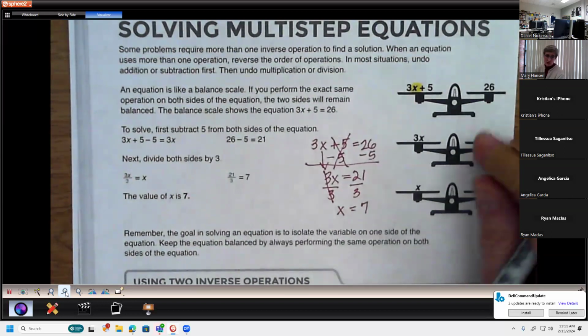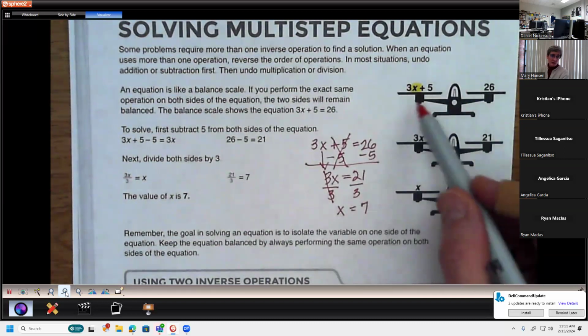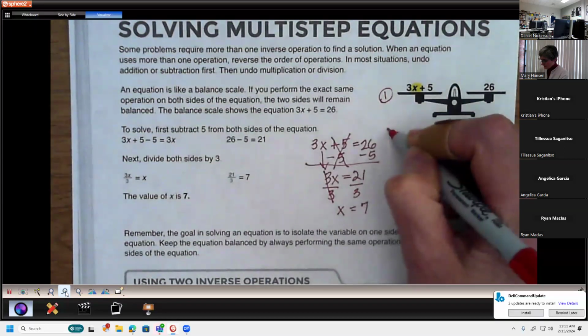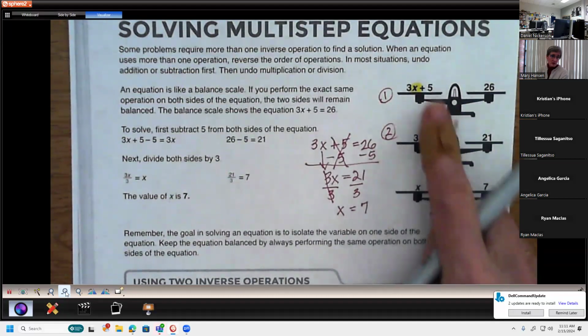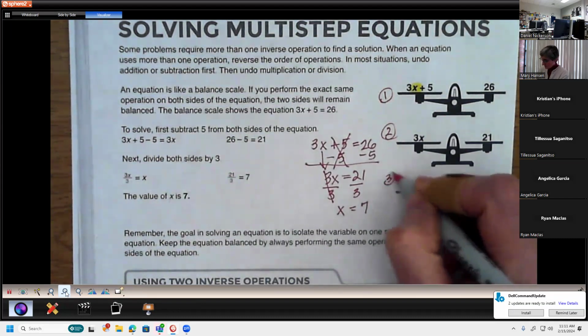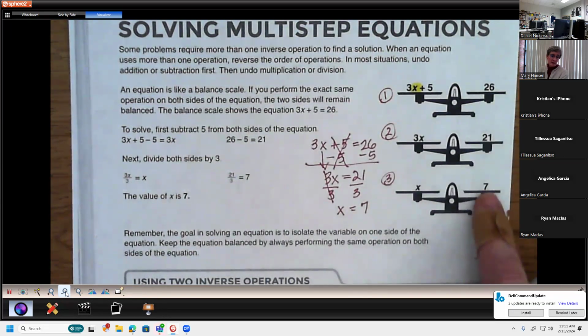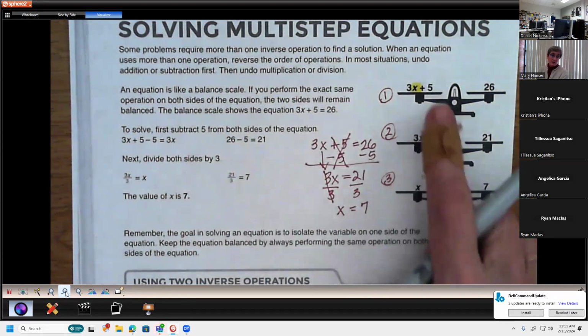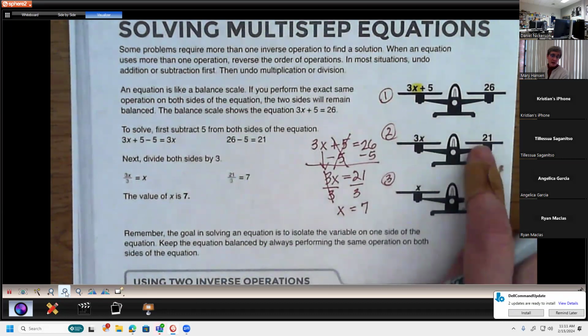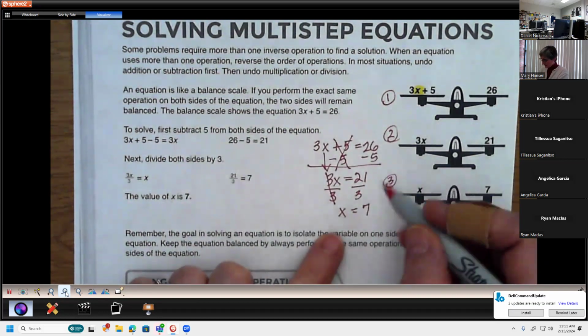Okay, and that's what they're showing you in this diagram. The first thing they did to go from picture number 1 to picture number 2 is they took off the 5 and they took off 5. And then to go from picture number 2 to picture number 3, they divided by 3 and they divided by 3. And so if we do the same thing to both sides every time, our balance stays in balance.